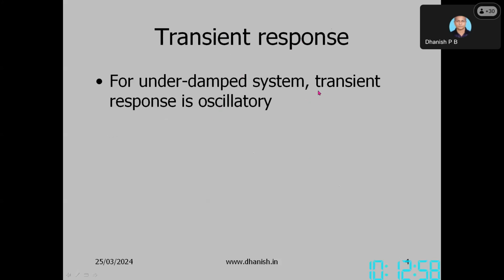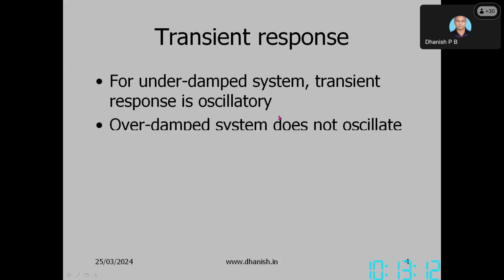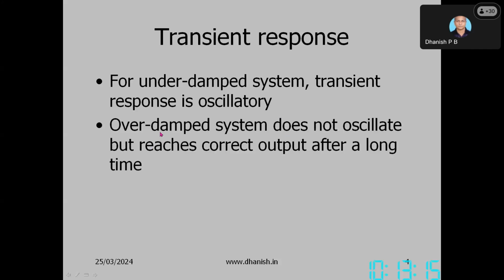So this is a summary of the mathematical equation we have seen earlier. For an underdamped system, transient responses oscillate. Whatever be the input signal, the response is an oscillation. If it is overdamped, there is no oscillation, but it exponentially reaches the final value slowly after a long time. Critical damping also has no oscillation, but it reaches the final value the fastest. So this is about the transient response.